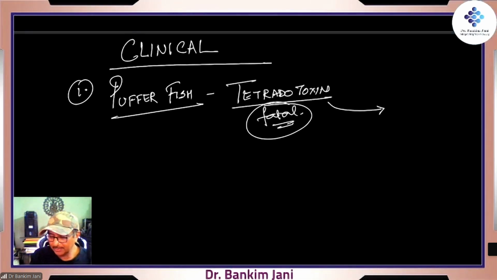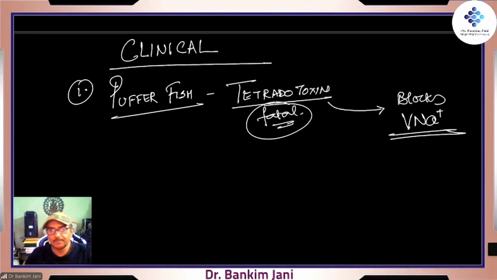If I say it blocks voltage gated sodium channels, done. Because the moment you say it blocks voltage gated sodium channels, they are blocked. So that means there is no action potential. If there is no action potential, there won't be any trigger of calcium. If there is no trigger of calcium, there won't be any release of neurotransmitter. If the neurotransmitters are not released, nothing goes on to the muscle side, and that leads to muscular paralysis. Clear?